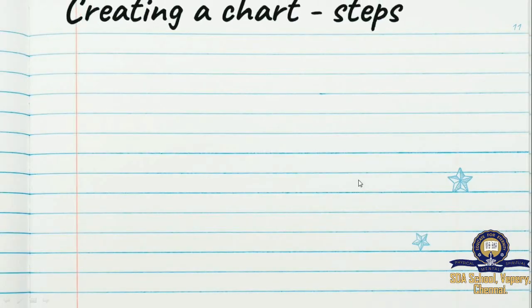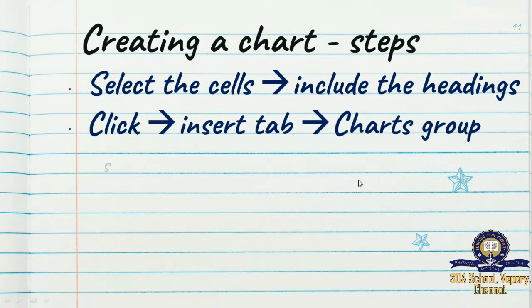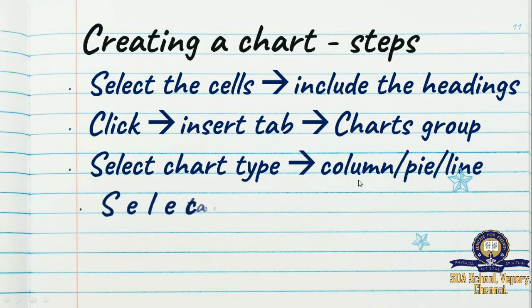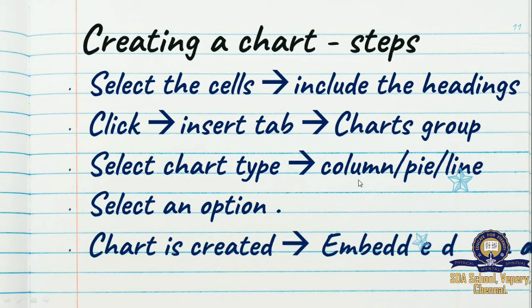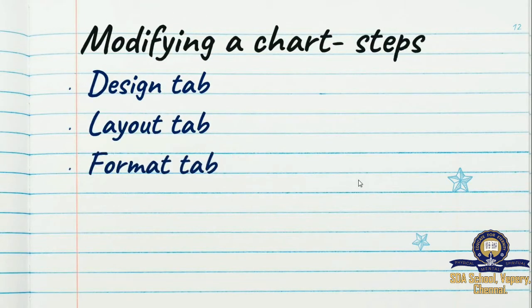Now how to create a chart? You now know how many types there are in the chart. Now we are going to see how to create a chart. Steps to create a chart: select the fields, include the headings, click the Insert tab, Charts group. Now we will see this practically. And after creating a chart, how to modify a chart? You have to follow these three chart tools, so that using these three chart tools you can modify your chart.